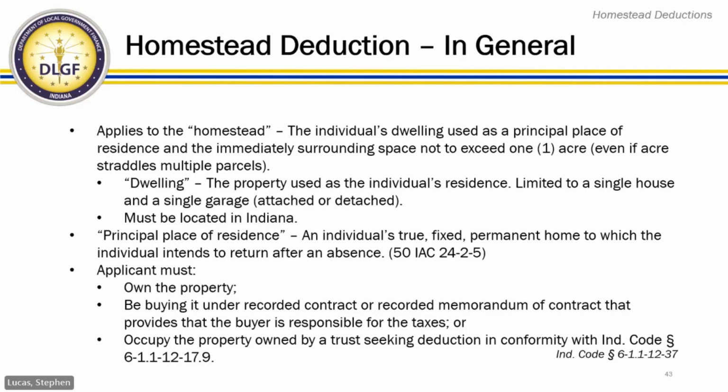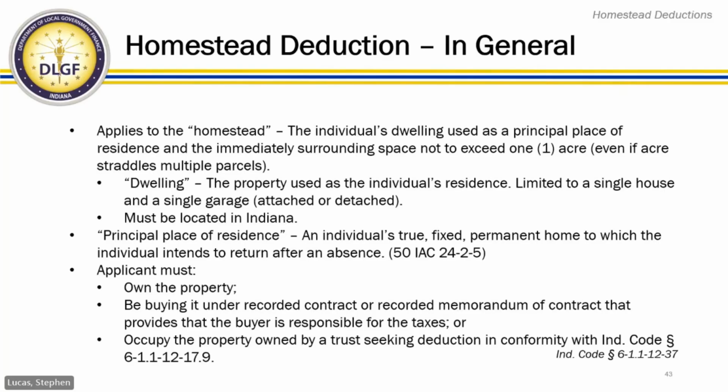The homestead deduction applies to the homestead, which is defined as the individual's dwelling used as a principal place of residence in the immediately surrounding 1 acre, even if that acre straddles multiple parcels. The dwelling is defined as the property used as the individual's residence, limited to a single house and a single attached or detached garage. Now, by principal place of residence, it's mentioned in statute, but it's not defined in statute.